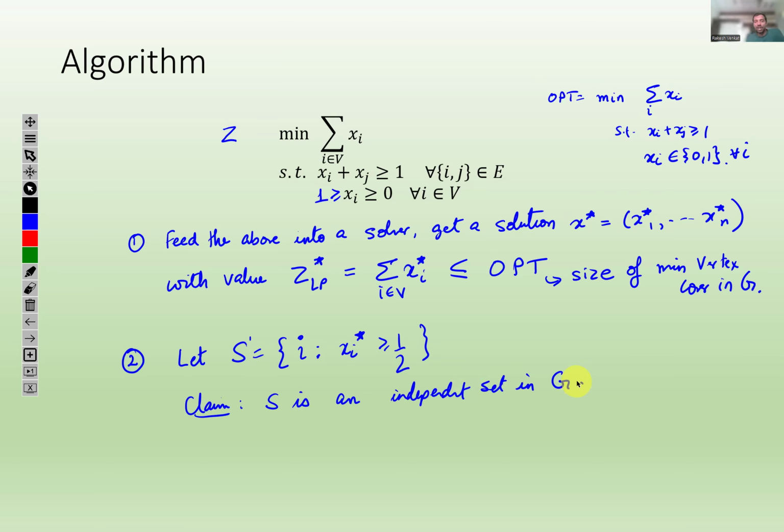Can someone tell me why S is an independent set in G? Sorry, I keep saying independent set. I'm really sorry. It should be vertex cover. Why is S a vertex cover? It's not the minimum vertex cover. So I claim that it is a vertex cover in G.